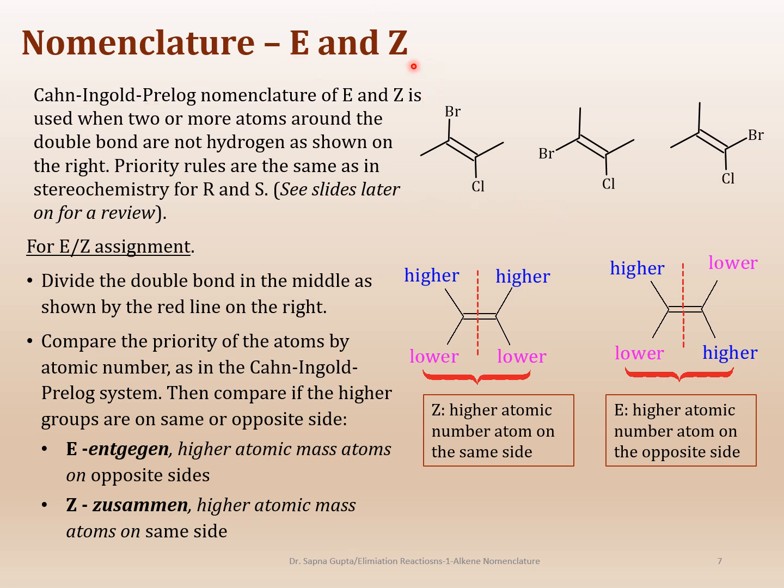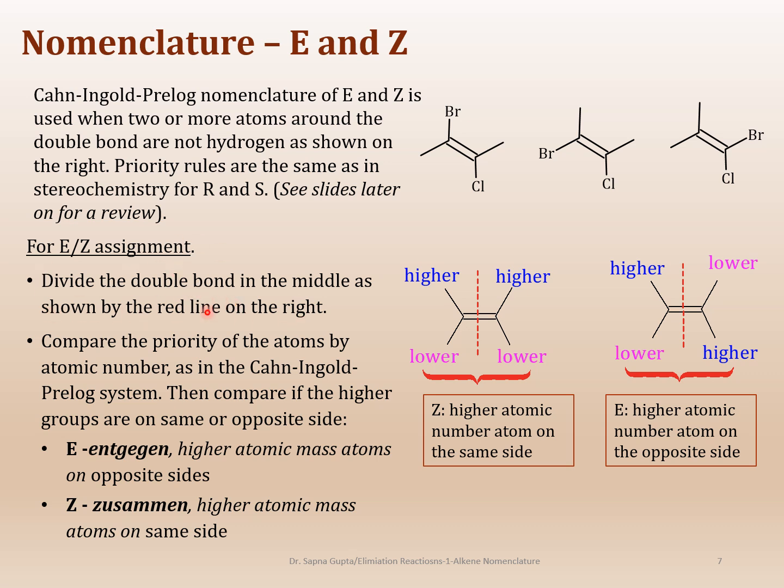And now we use the E and Z system for this. Remember, we used R and S for absolute configuration in stereochemistry. So now we use E and Z for double bonds, okay? The good thing is, of course, that you don't have to learn any new priorities. It's all the same thing, okay? The rules are the same, except that you just have to figure out some things.